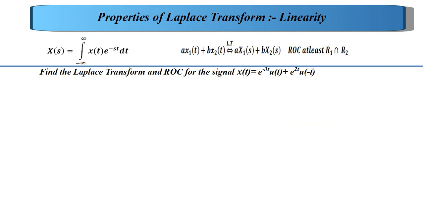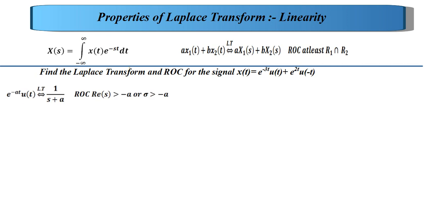Now we'll move to the next question. Find the Laplace transform of the signal e raised to minus 3t into u of t plus e raised to 2t into u of minus t. So one signal is causal and another signal is anti-causal. So we need the two results.